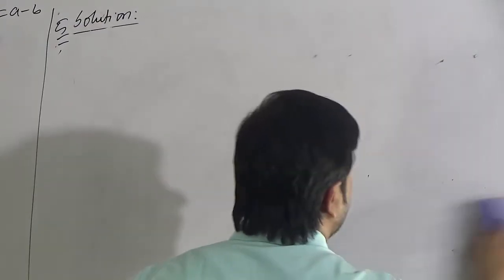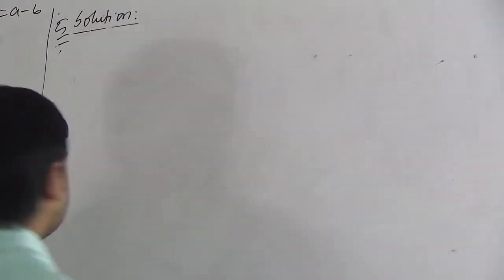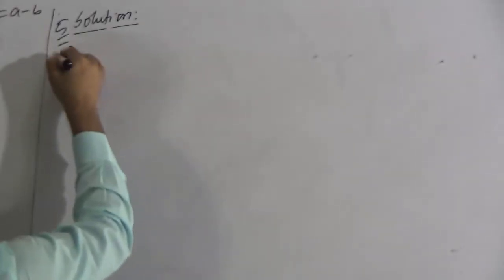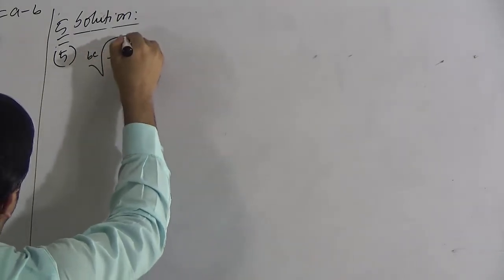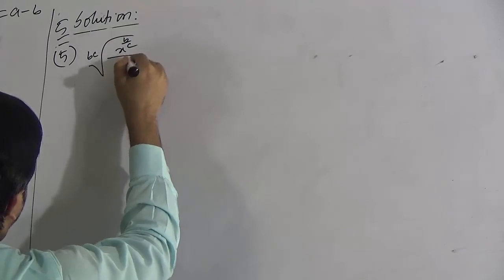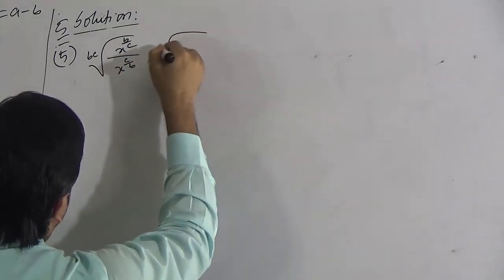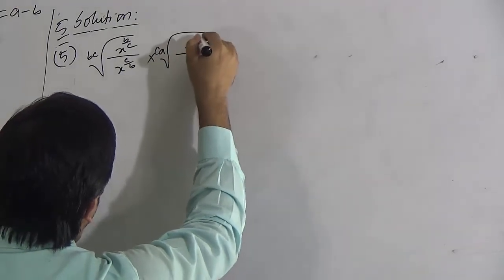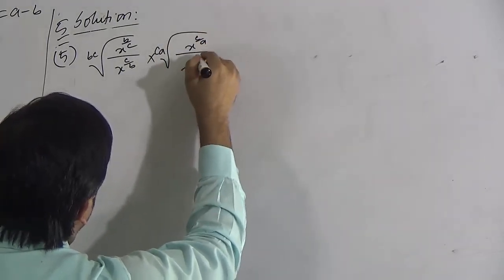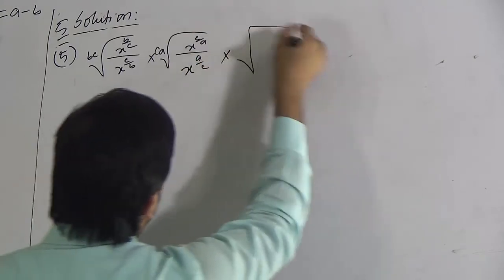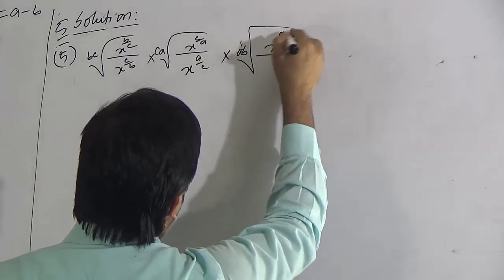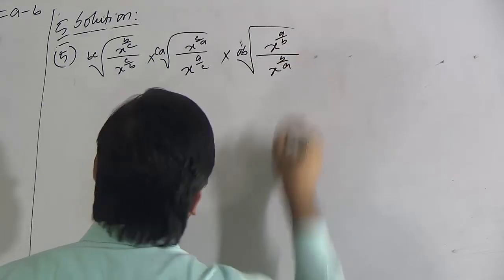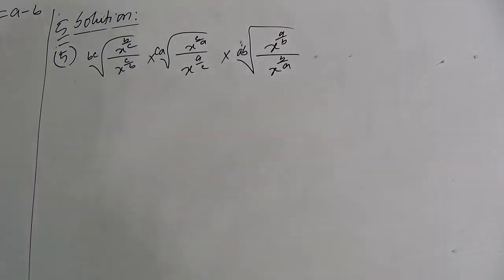Okay dear students, so let us see the given expression, 5 of 5, that is bc root of x to the power b by c by x to the power c by b into cth root of x to the power c by a by x to the power a by c into ath root of x to the power a by b by x to the power b by a. This is our given expression. Now we can simplify this one very easily.